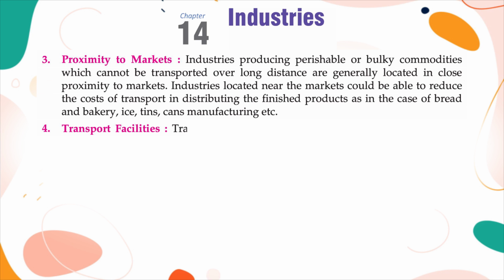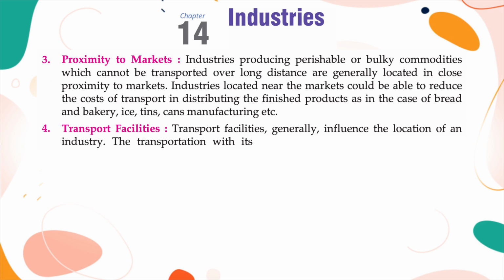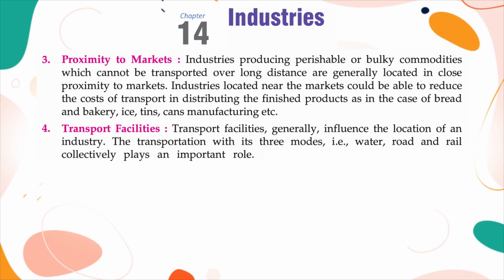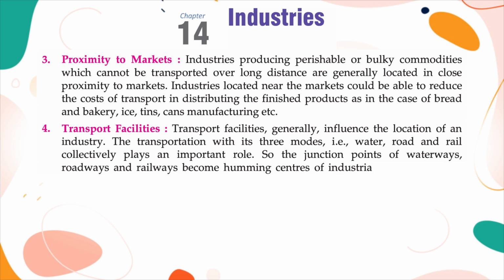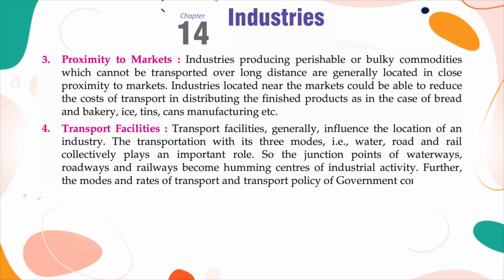Transport facilities. Transport facilities generally influence the location of an industry. The transportation with its three modes, that is water, road and rail, collectively plays an important role. So, the junction points of waterways, roadways and railways become humming centers of industrial activity. Further, the modes and rates of transport and transport policy of government considerably affect the location of industrial units.